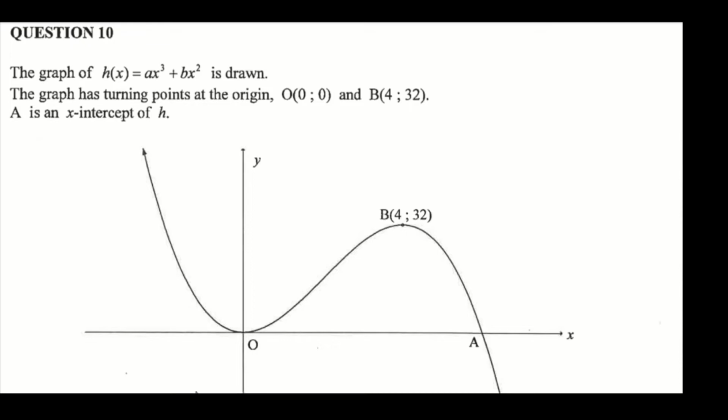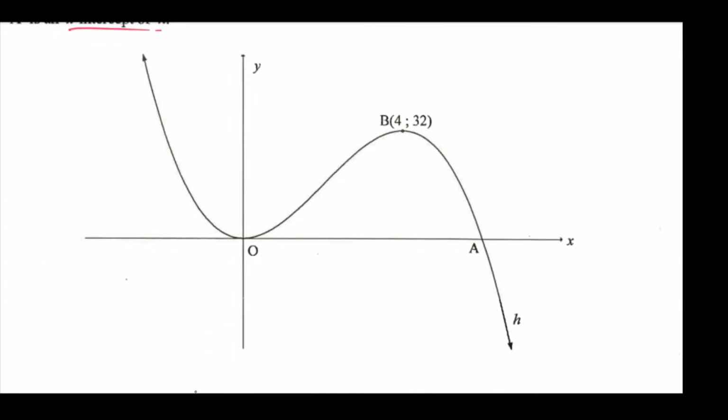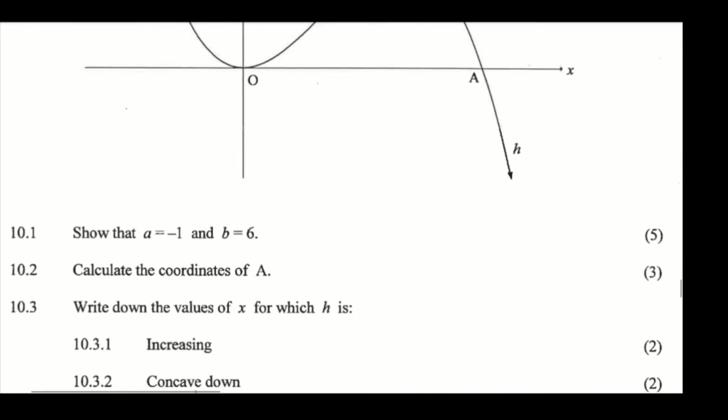We're going to do question 10. We're having a graph of h of x equals ax to the power of 3 plus bx to the power of 2, and the turning point passes through the origin (0, 0), and another turning point B, which is (4, 32). A is an x-intercept of this graph of h. So here is the graph, and every piece of information is indicated.